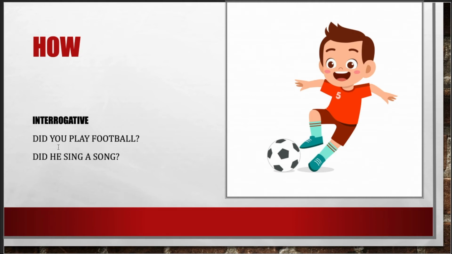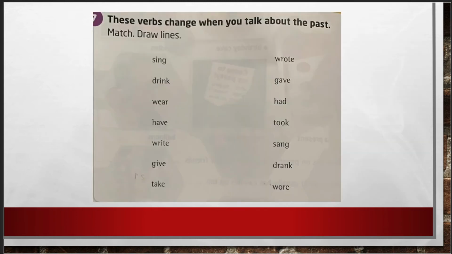Very good. Now, to finish with this, I have the same page, so you can do it here to practice a little more, okay? In this, we have to draw lines to match the simple past verb with its simple present verb, okay? It says, this verb changes when you talk about the past. Match, draw lines, okay? Let's do one as an example.